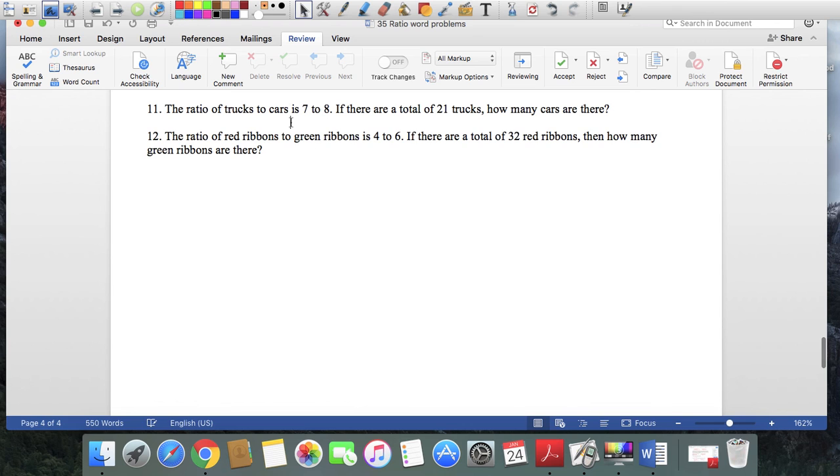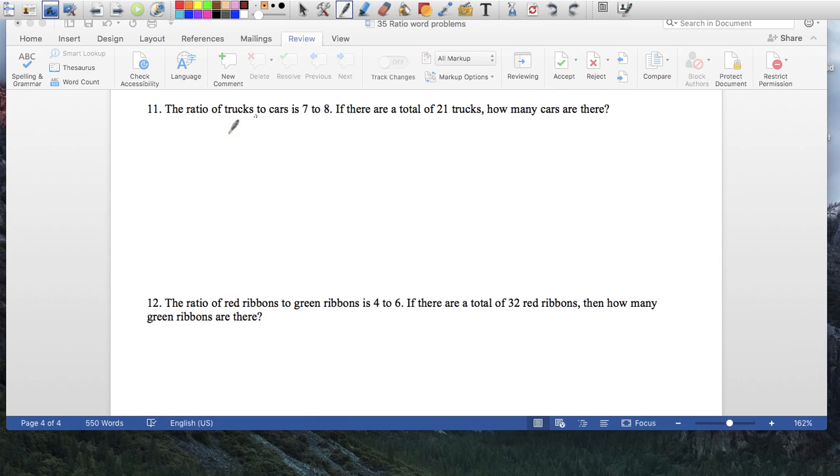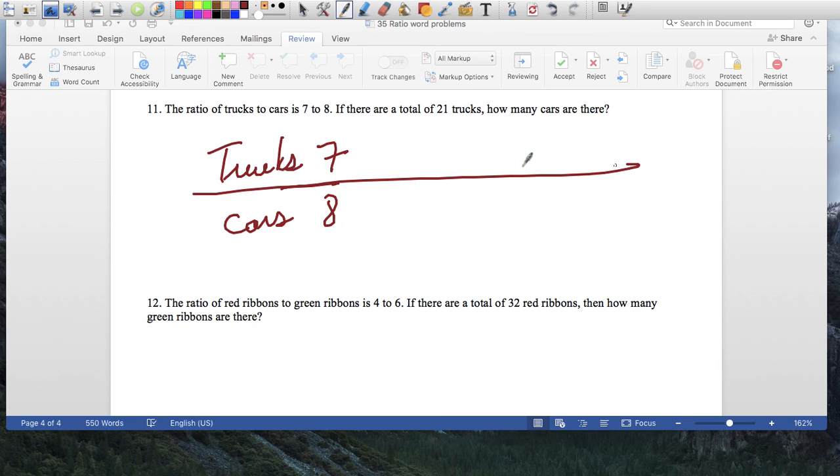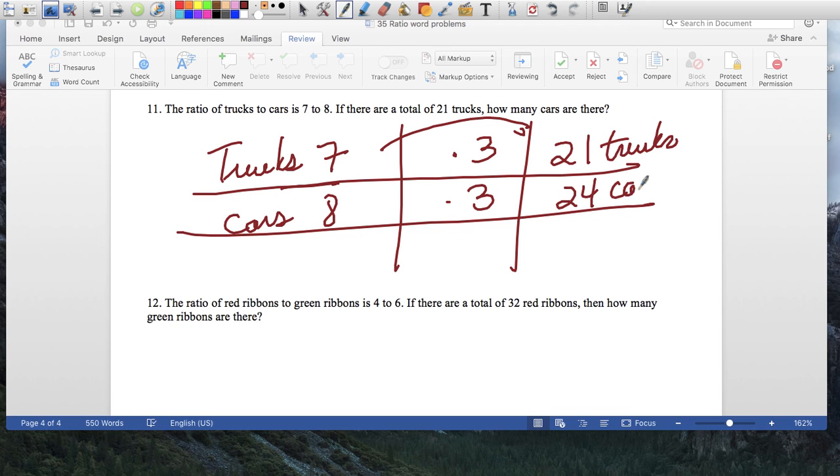11. The ratio of trucks to cars is 7 to 8. So trucks is 7, cars is 8. If there are 21 trucks, I'm going to put 21 trucks. How many cars are there? What's the multiplier? Times 3. This is going to be times 3, so it's going to be 24 cars.